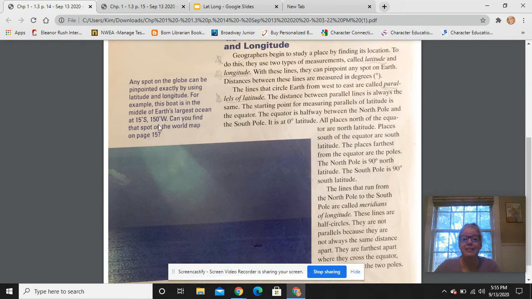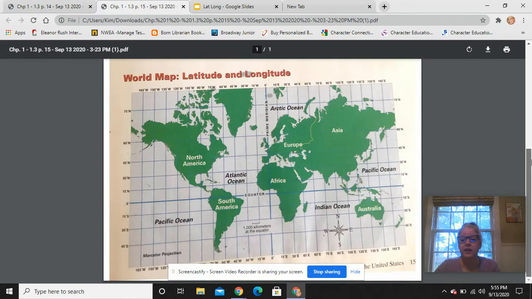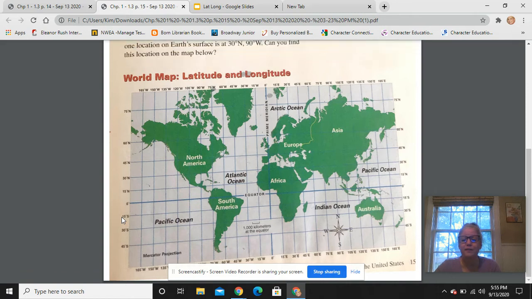150 degrees west tells me that it is west of the prime meridian. So let's take a look and see if we can find it. It said it was 15 degrees south. So here's my latitude. 15 degrees south would be this line here. Okay. And it said it was 150 degrees west longitude.